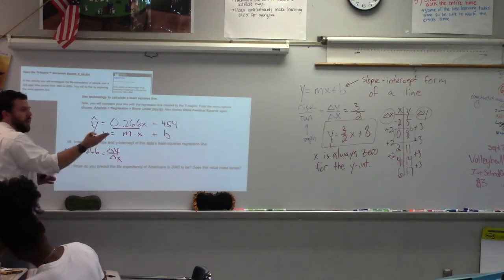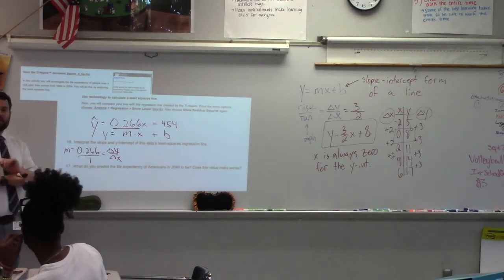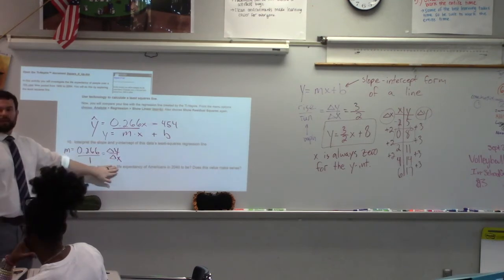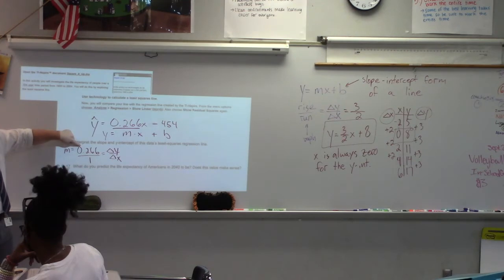This is where we wrapped up on Friday. It's understood to be divided by 1. So especially for those of y'all who were absent on Friday, you need to pay attention to this. Slope is always change in y divided by change in x. So when I have that 0.266, that's the numerator. It's understood to be divided by 1.